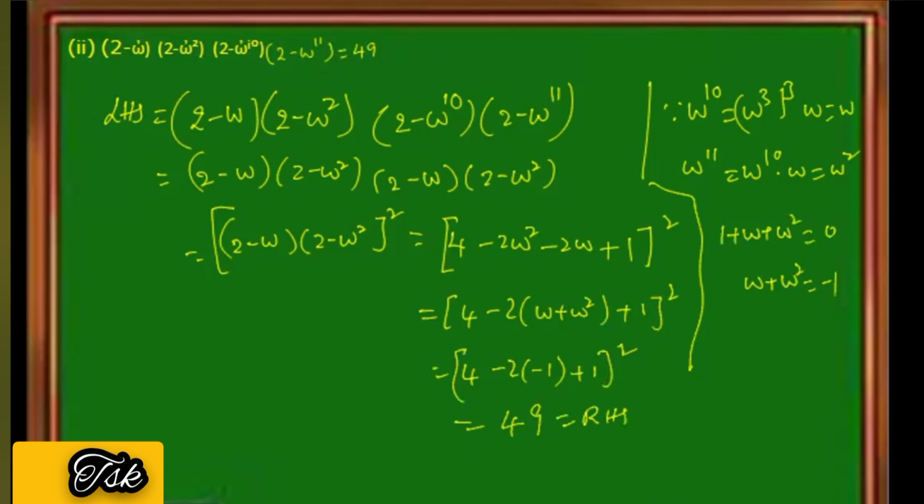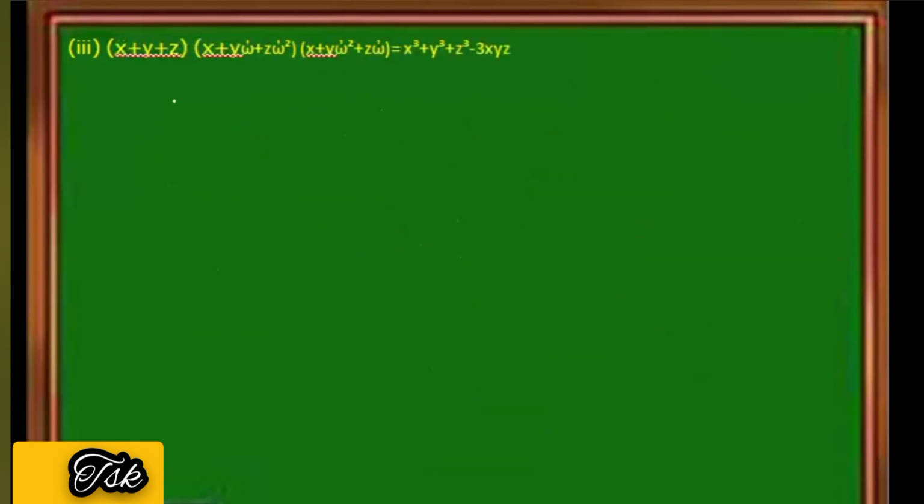Okay, move on to the next problem. (x plus y plus z)(x plus y omega plus z omega square)(x plus y omega square plus z omega). We have to prove that this is equal to x cubed plus y cubed plus z cubed minus 3xyz. Take LHS. LHS is nothing but (x plus y plus z) into (x plus y omega plus z omega square) into (x plus y omega square plus z omega).